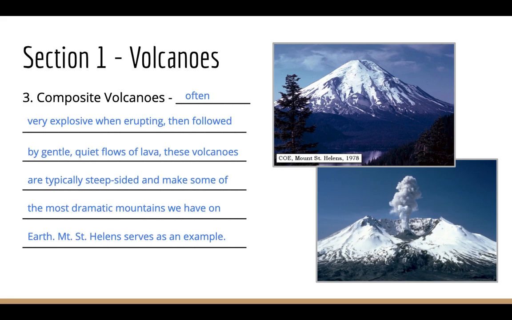With composite volcanoes, they're often very explosive when erupting. But then after that, they're followed by quiet, gentle flows of lava, and that's what makes them so typically such steep-sided mountains. These can make some of the most dramatic displays. We think of Mount Fuji in Japan. Mount St. Helens again is another great example. And also too, sometimes composite volcanoes are called stratovolcanoes as well.